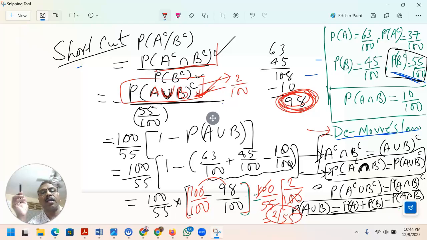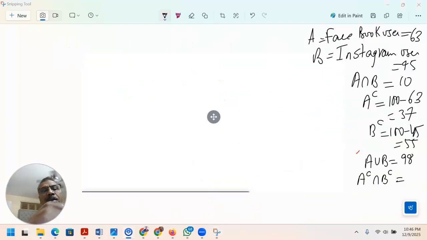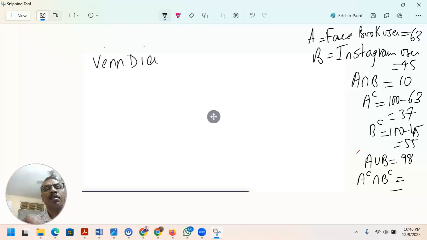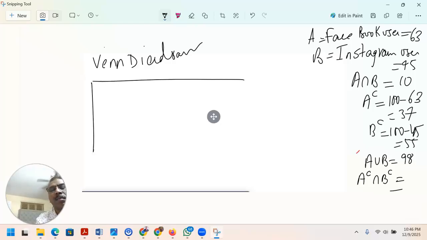Well, the question is, is there another shortcut without doing any work or any algebra? Is it possible, just by using a Venn diagram, to do that? That's the last part I'm going to show. Let's see if we can use a Venn diagram and get the direct answer. So I'm going to make a box.